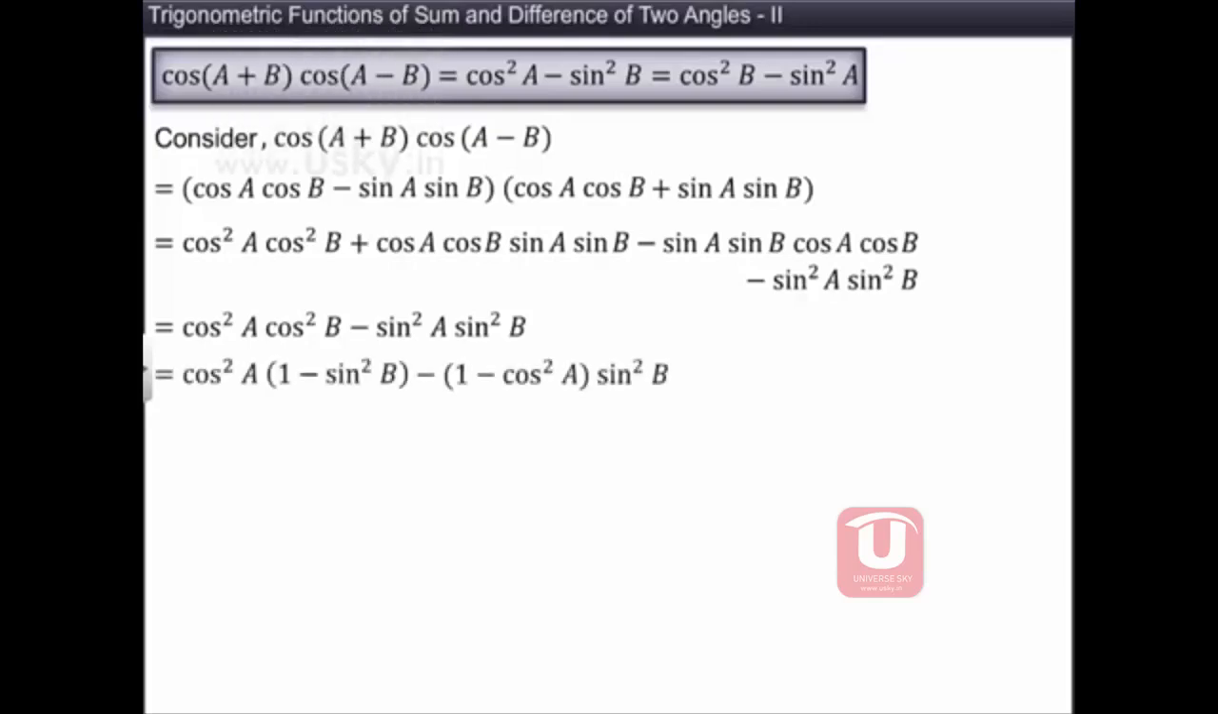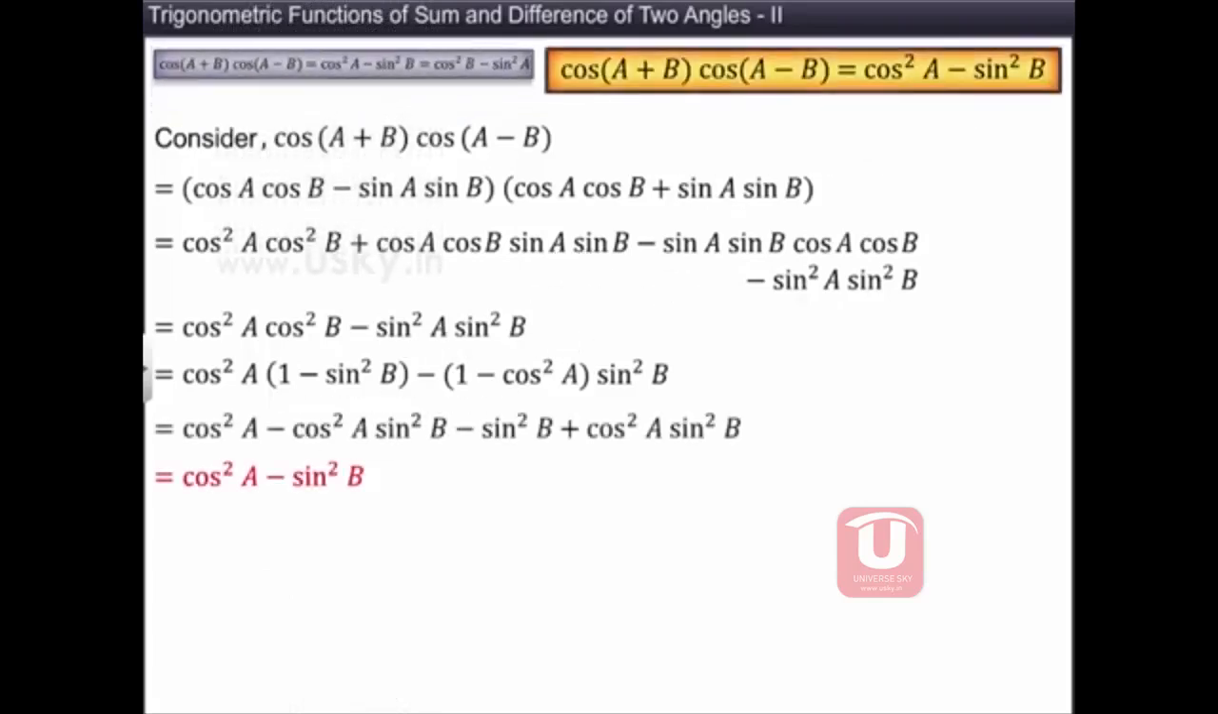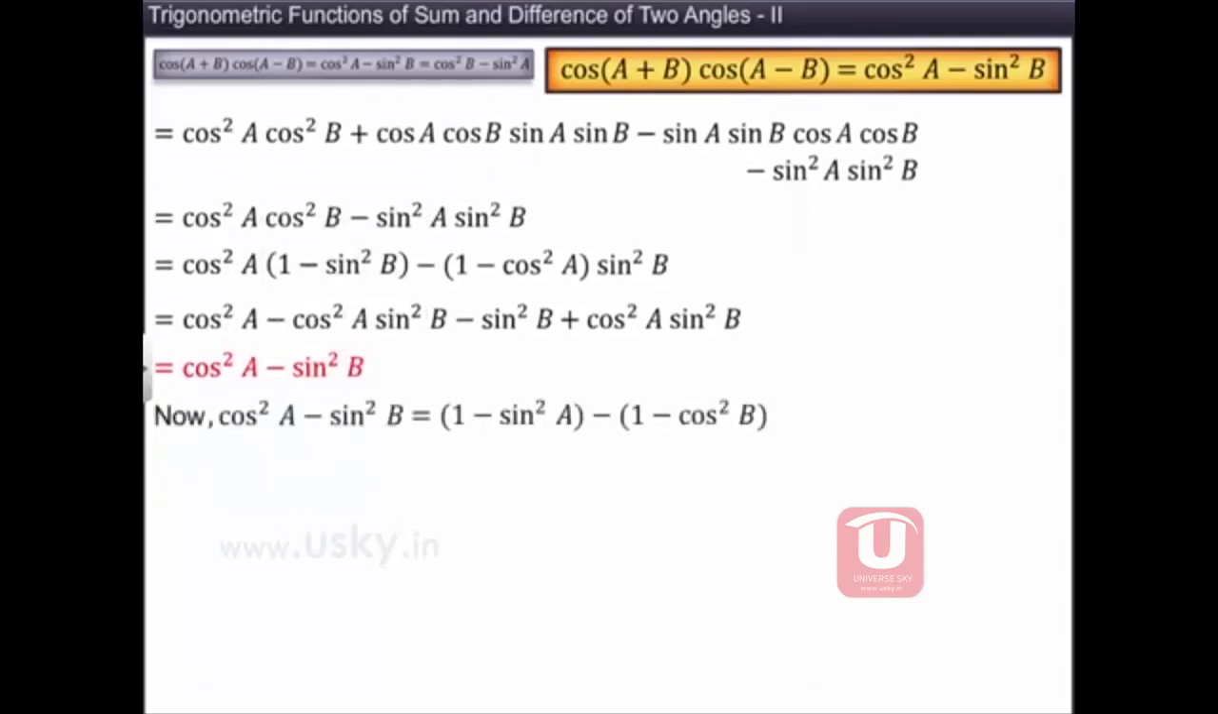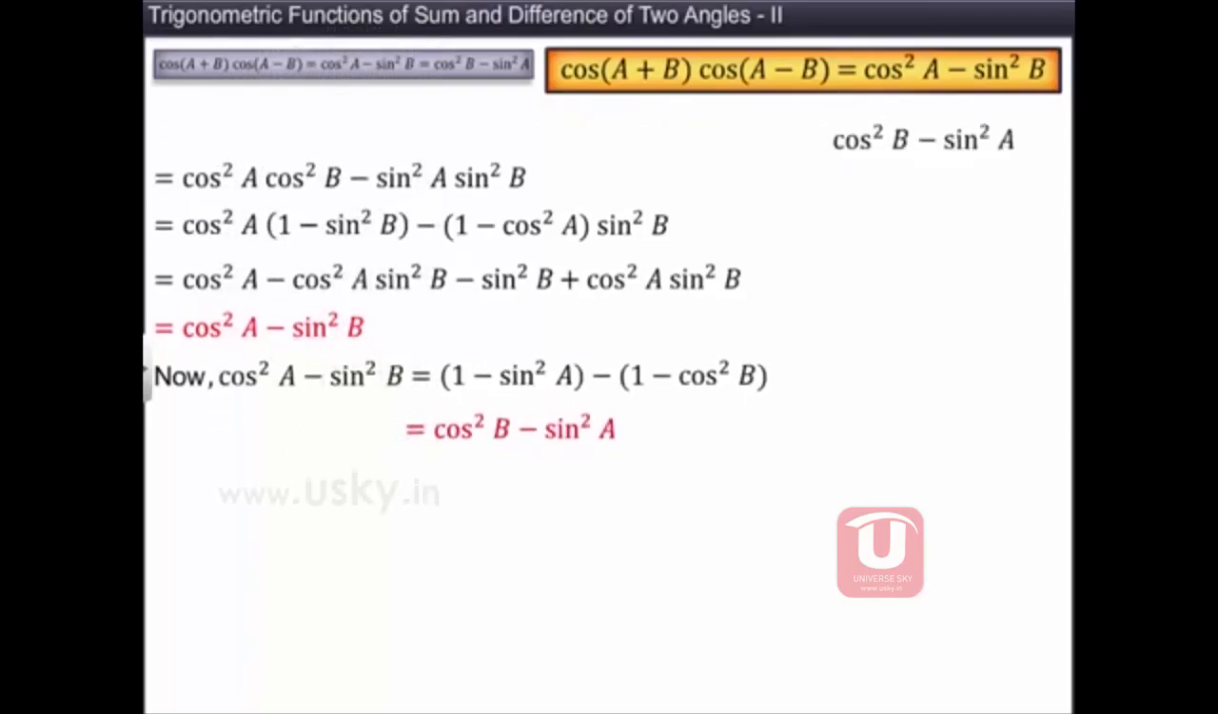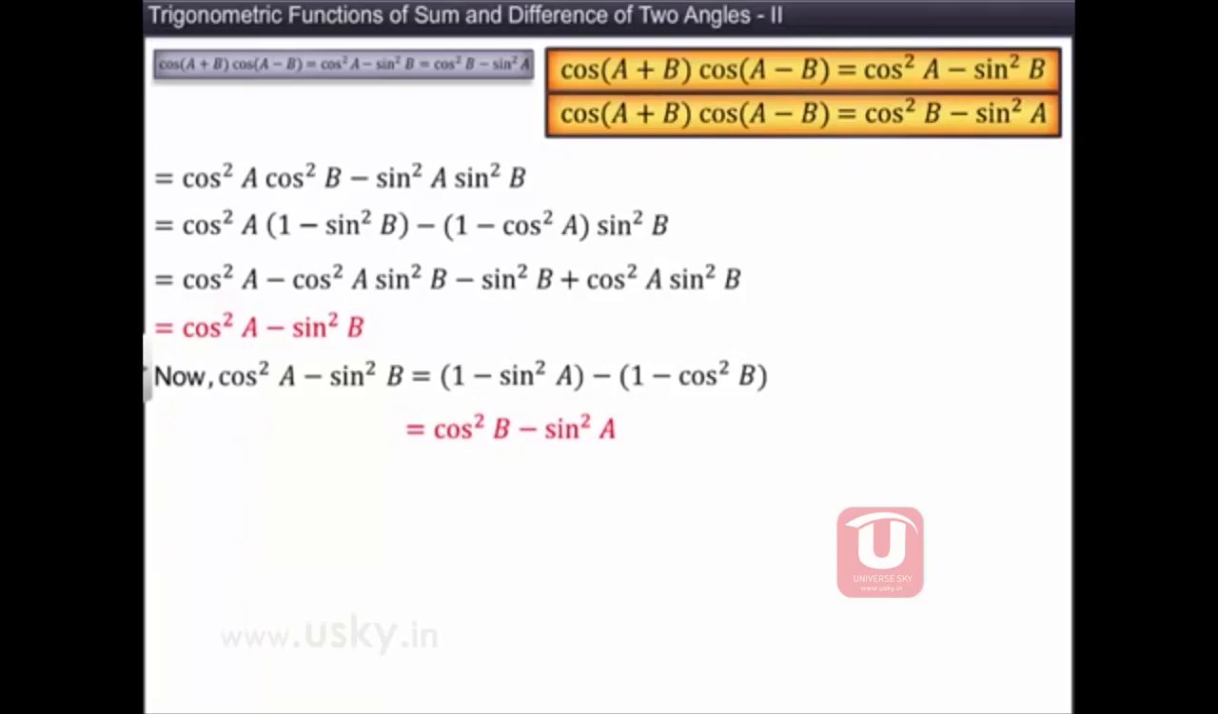This is further equal to cos square A into 1 minus sin square B minus 1 minus cos square A into sin square B. On simplifying, we get cos square A minus sin square B. Now, cos square A minus sin square B is equal to 1 minus sin square A minus of 1 minus cos square B. This is equal to cos square B minus sin square A.